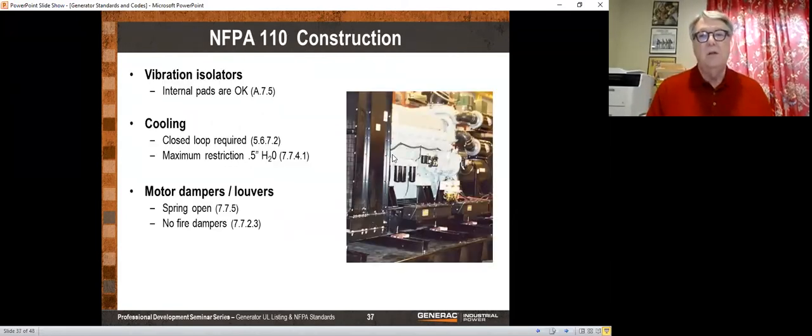Vibration isolators don't require springs under generators. We go through rigorous testing to provide isolation within the generator. It's between the fuel tank and it's actually between the frame of the generator and the other components like the engine and the alternator. And that is a very sophisticated vibration isolation system. Don't mess with it. Closed loop cooling is generally required, so you need your radiator on the generator.